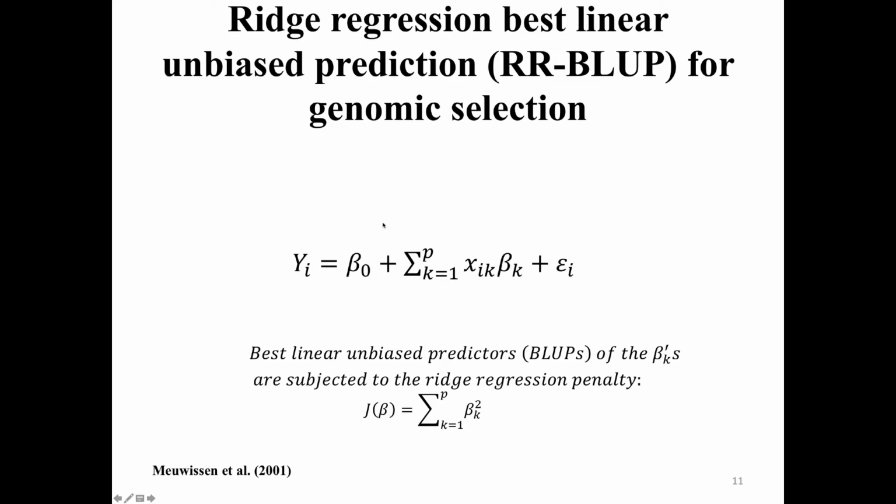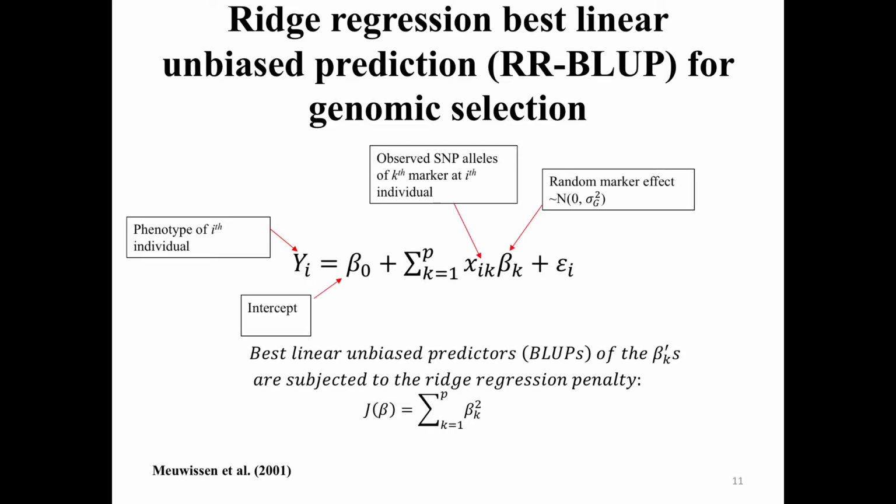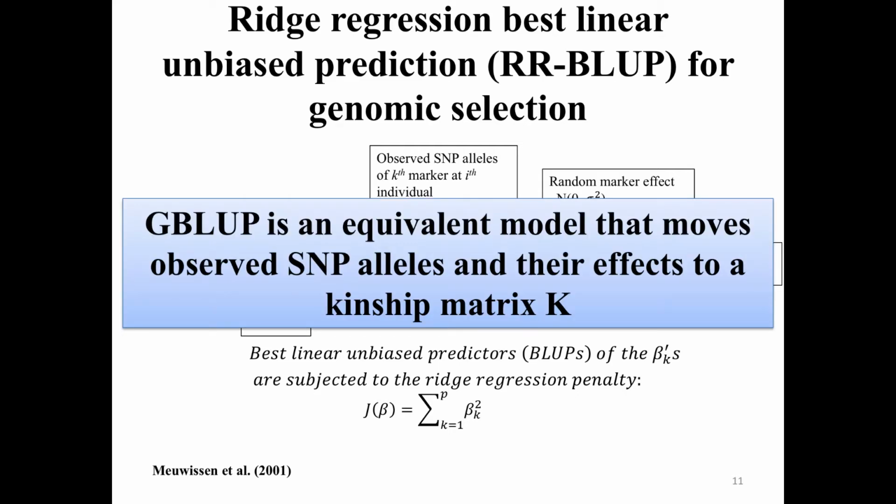Now, here's the ridge regression best linear unbiased prediction, RR-BLUP, model for genomic selection. Let's do a recap from video 1. Our y variable is the phenotype of interest. We have our intercept. We are also including all p markers throughout the genome as random effects. And then we have our error term. The predictions, the BLUPs, of our marker random effects are subject to the ridge regression penalty.